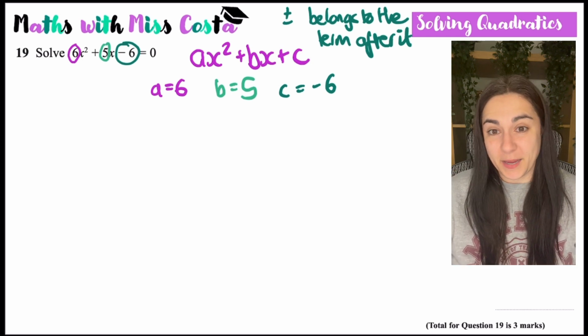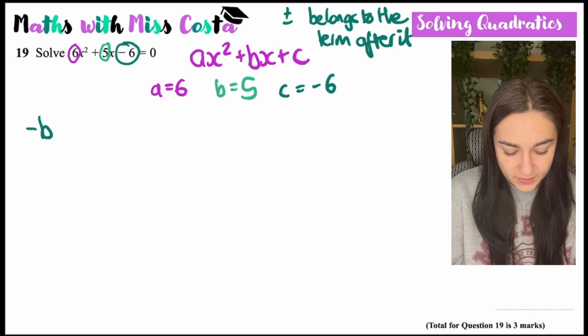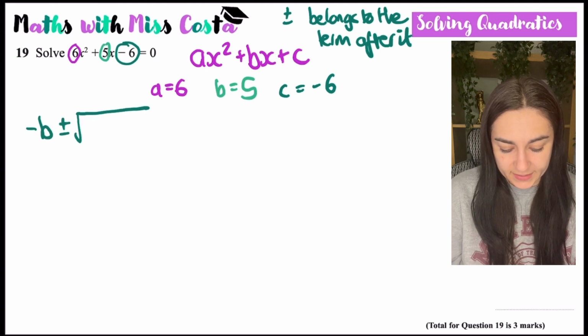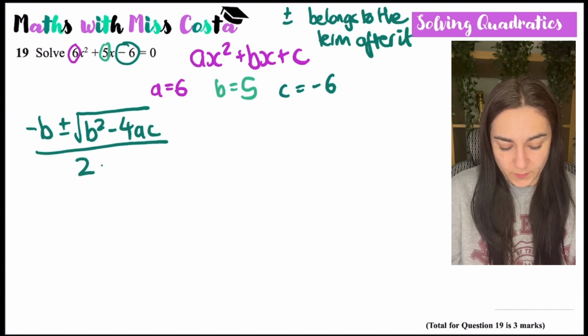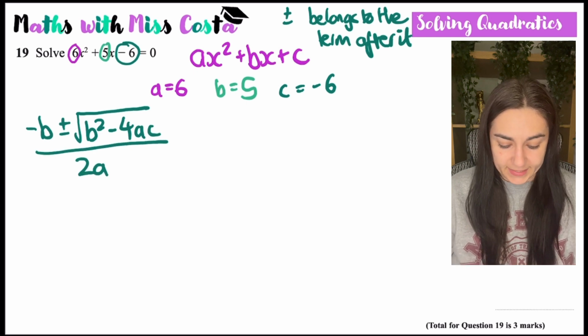And this is a calculator paper, so I can use the quadratic formula. So minus b plus or minus the square root of b squared, take away 4ac, all over 2a. And all I need to do is plug my values in.